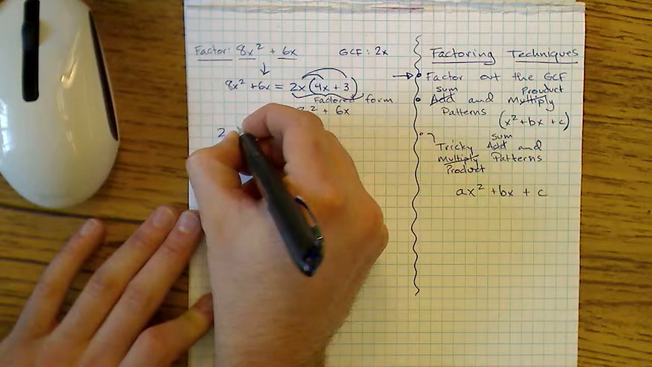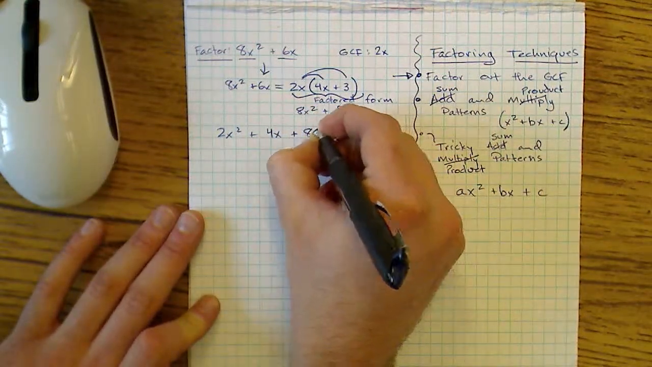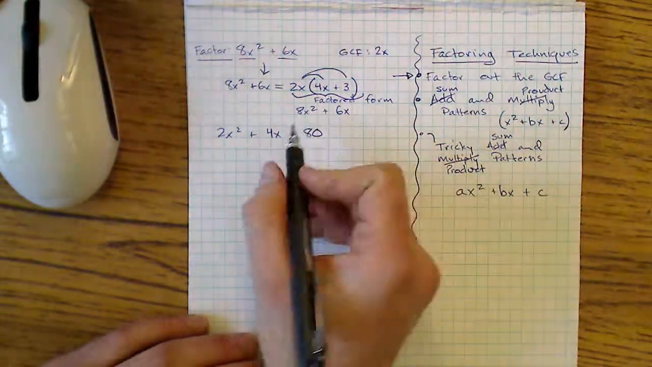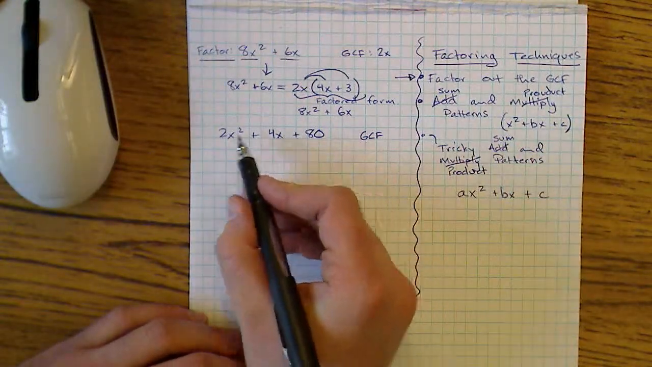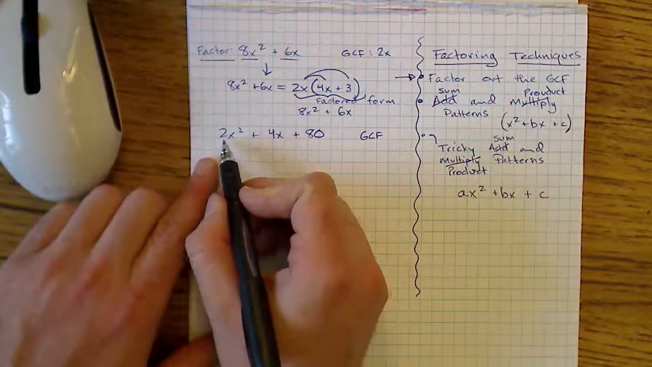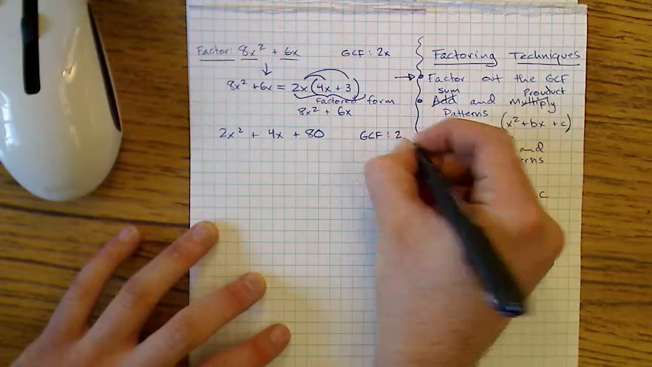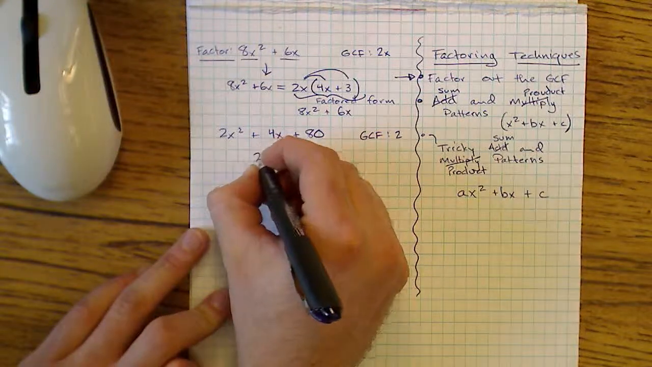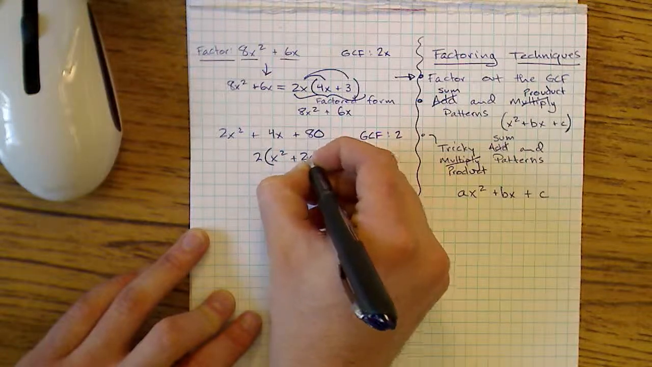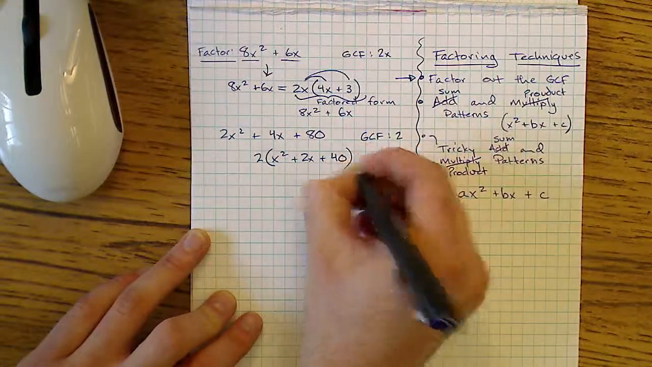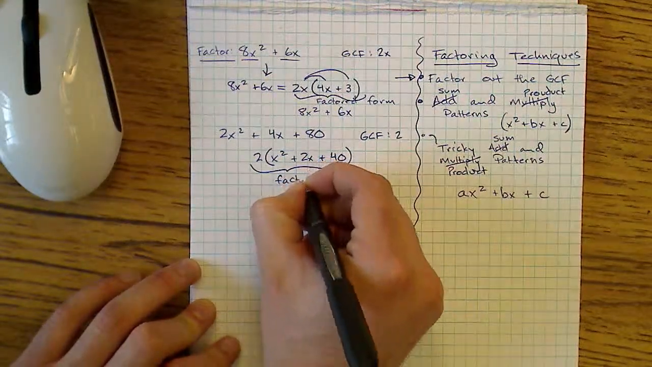Let's do 2x squared plus 4x plus 80. Again, there's a greatest common factor. What's the biggest thing that goes into each of these? Well, it would be 2x if I was looking at just the first 2 terms. But in all 3 terms, the greatest common factor is just 2. So I can factor out a 2 like this: 2 times x squared plus 2x plus 40. This is the factored form.